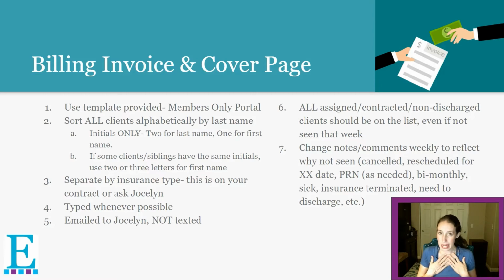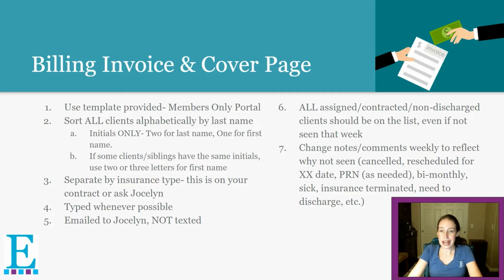So I personally type mine. I think it's very easy. You just update it with the hours every single week. If you have a new client, you can just insert a new line on your grid, and it's pretty simple. And then, of course, that should be emailed to Jocelyn and not texted to her, or you can print it and bring it to the office.